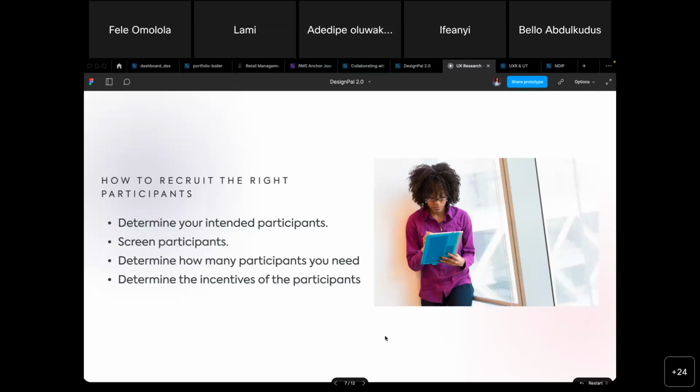So let's continue. How to recruit the right participants. Number one, determine your intended participants, right? I said before we came to the slide that it's important for you to know those who are going to be using your product, your end users. The reason you have to determine this is that you're trying to collect data that is going to help you answer your questions.